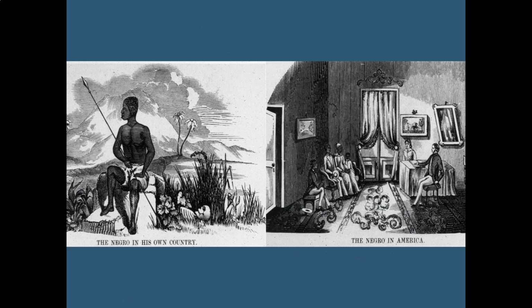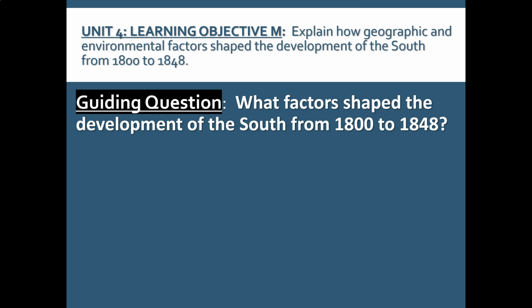All right, here's some really awful propaganda depicting slaves in their native Africa as being sort of barbaric, and there's death everywhere. And then here in America, they're being treated well, and they're getting civilization, as they would have called it back then. All right, so guys, we looked at some factors that shaped the development of the South.